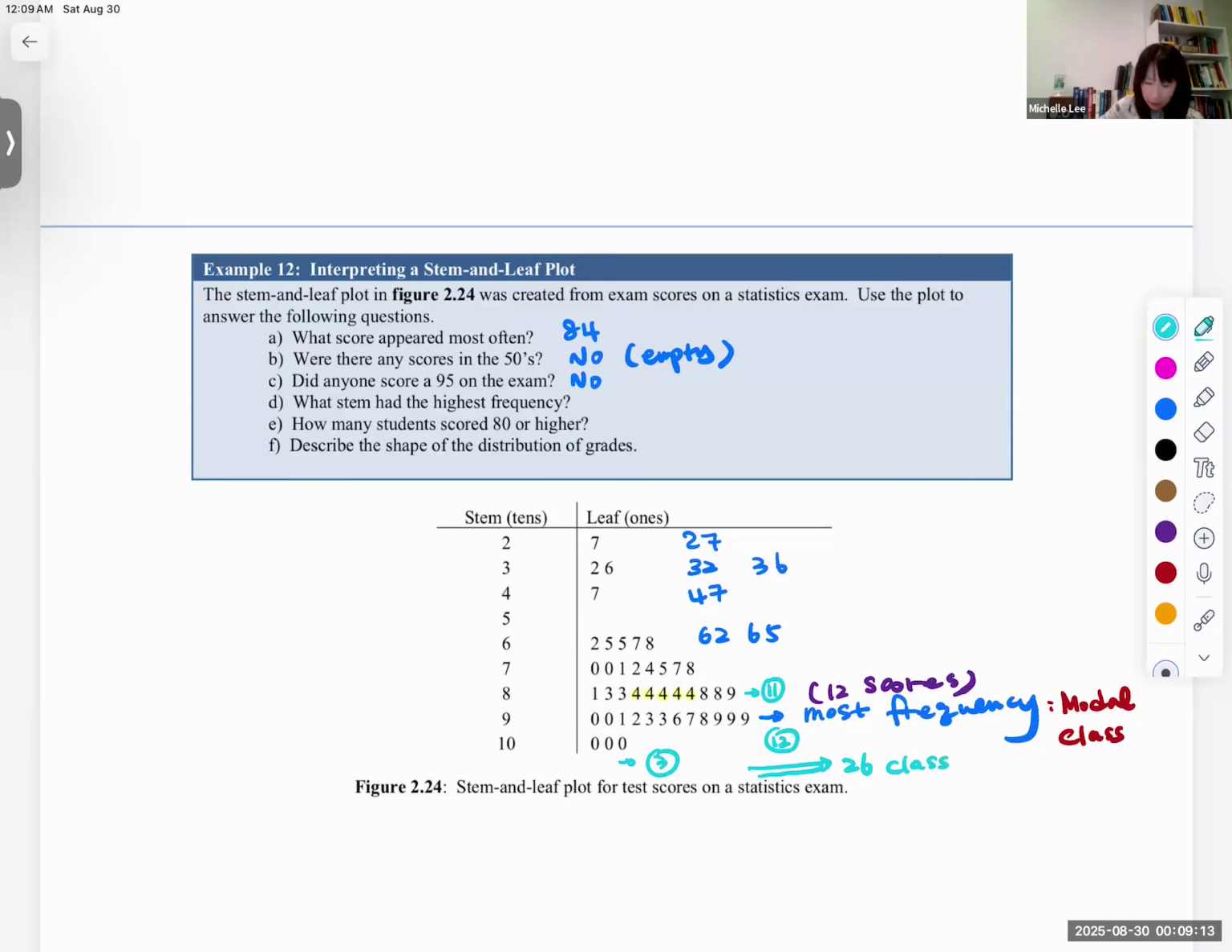What do they say after 80, right? How many? 26 students. It's not the classes, 26 students. That's a score, right? So 26.